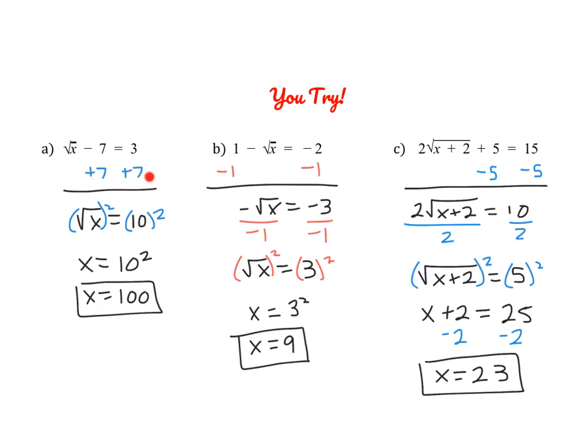Here we just add 7 to both sides, then square both sides, and we get x equals 100. Here it's 2 steps before we square. We have to subtract 1 and then divide by negative 1. Then we can square both sides, and we get x equals 9. For part C, first subtract 5, then divide by 2. Once our square root is isolated, we can make this disappear by squaring both sides, but you'll see we still have this plus 2 that we need to get rid of using subtraction. So we get x equals 23.